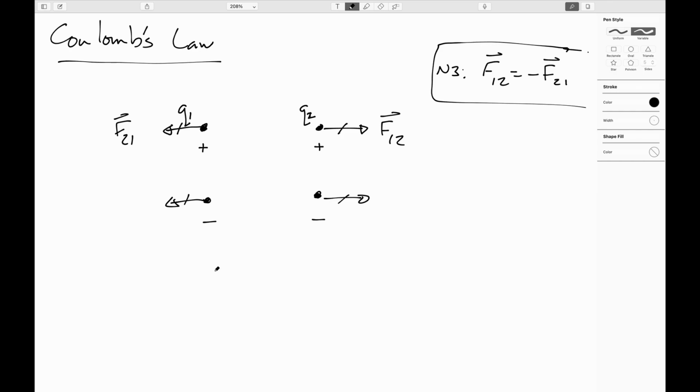Now, if the charges had opposite signs, so if one was positive and one was negative, then they will attract each other. And again, they will be equal and opposite to each other.